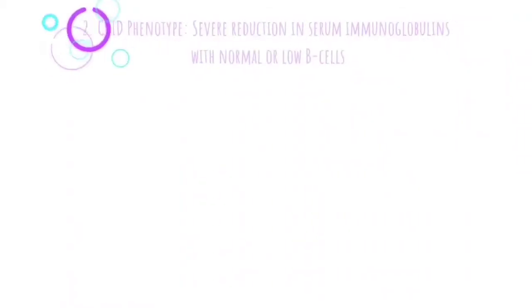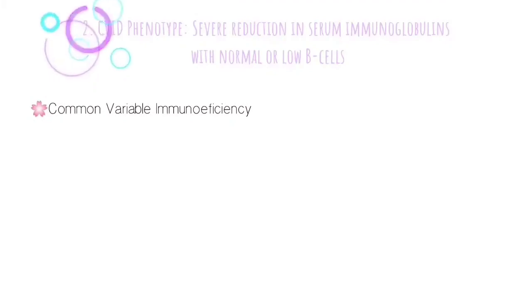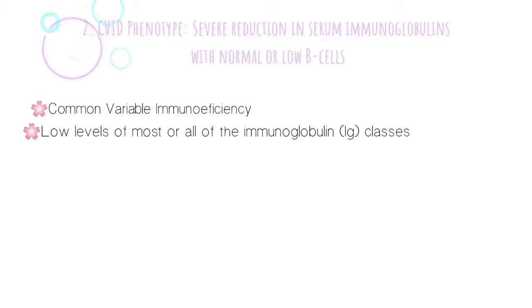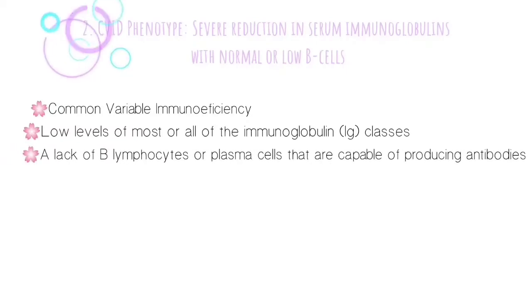Next is CVID phenotype, severe reduction in serum immunoglobulins with normal or low B cells. What is CVID? CVID, or common variable immunodeficiency, is a disorder that involves the following. Number 1, low levels of most or all of the immunoglobulin Ig classes. Number 2, a lack of B lymphocytes or plasma cells that are capable of producing antibodies. And number 3, frequent bacterial infections.